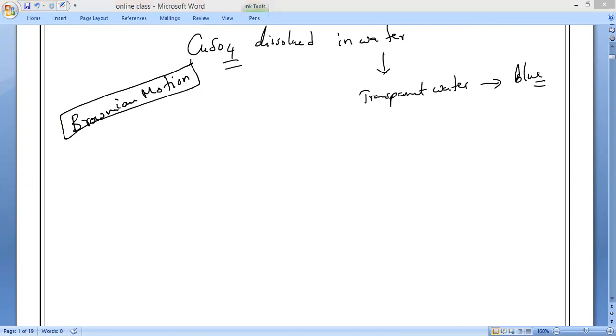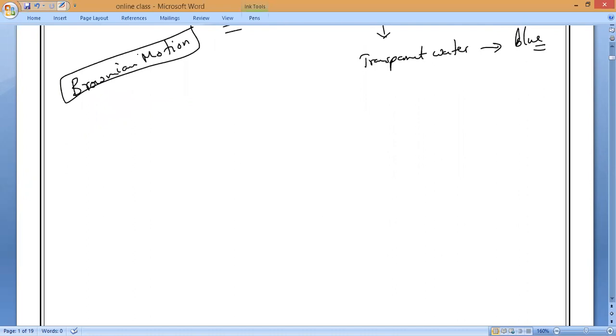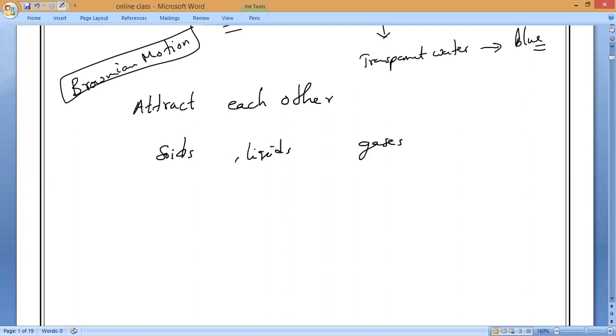And the last one: particles of matter attract each other. We can prove that easily. What is that based upon? If there is more force of attraction, what is that called? Attract each other. So which one can we say? Example, solids as well as liquids as well as gases. So in which one do the particles attract each other more? Solid.